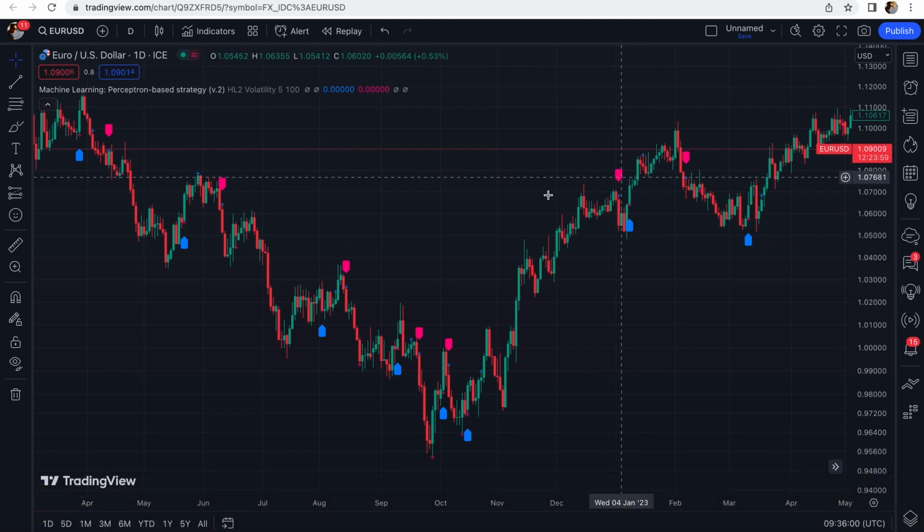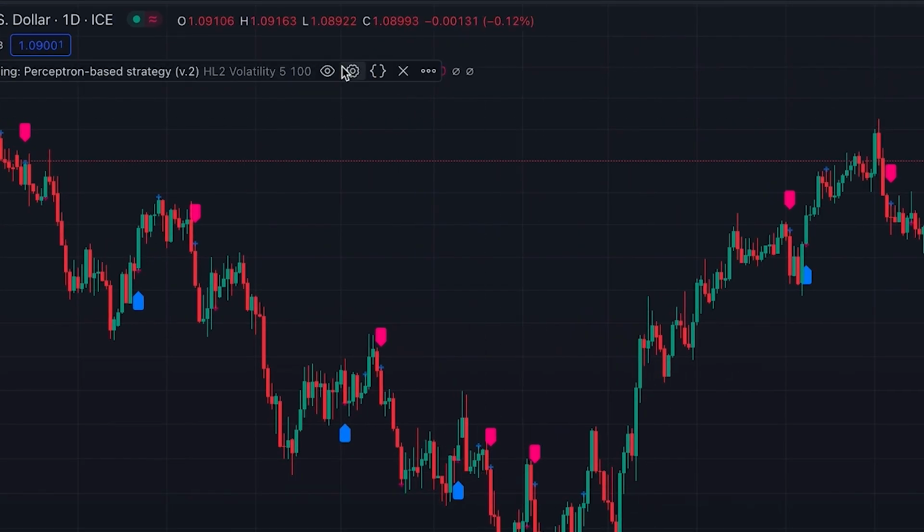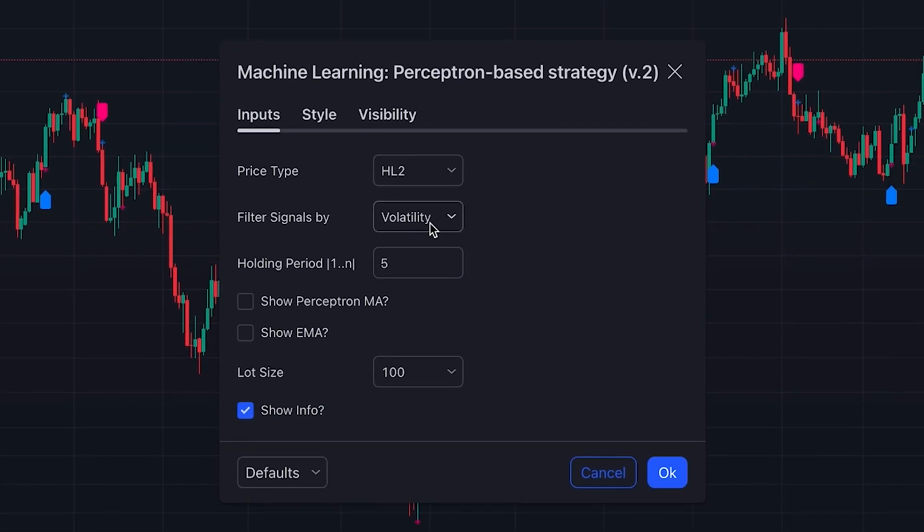Alright, as you can see, we have some buy sell signals on this price chart that are generated based on the perceptron machine learning algorithm. The blue ones are buy signals and the pink ones are sell signals. By default, the signals are filtered based on volatility, and you have also other options like filtering based on volume, both or none of them. Based on what I found, filtering based on volatility is the best of them, generating the lowest amount of false signals.